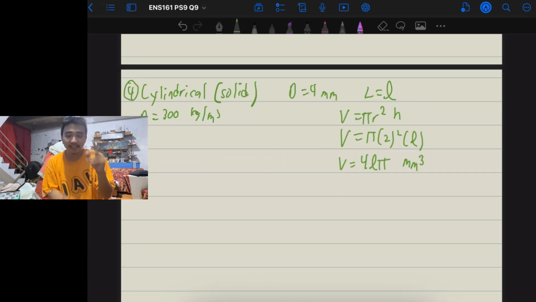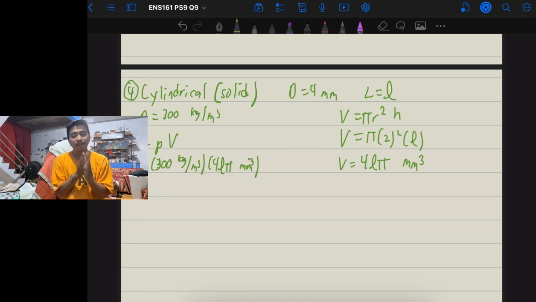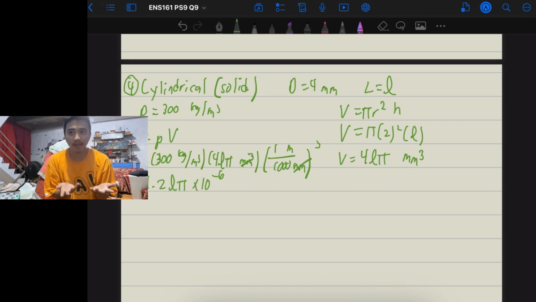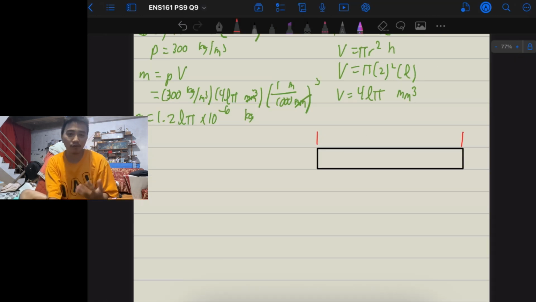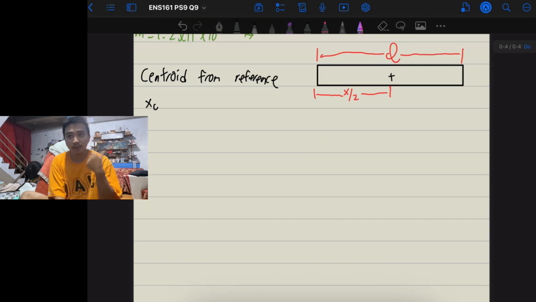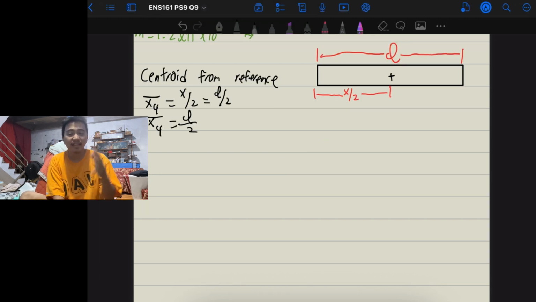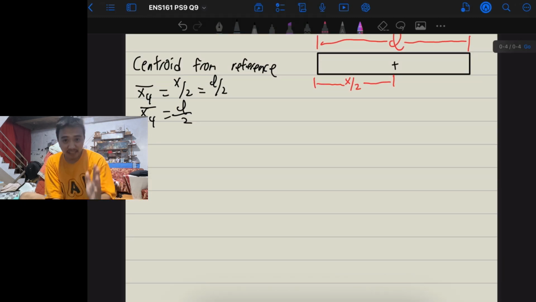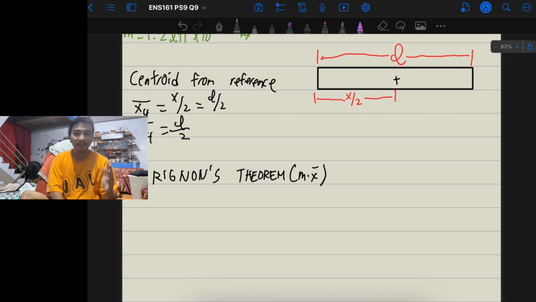Take note, the L is a small letter l, and the dimension is of course the same, 4 millimeter. We will solve for the mass, and our mass has a known variable. We are getting its centroid from the reference, and this is the positive centroid because it lies on the right side of the reference line.